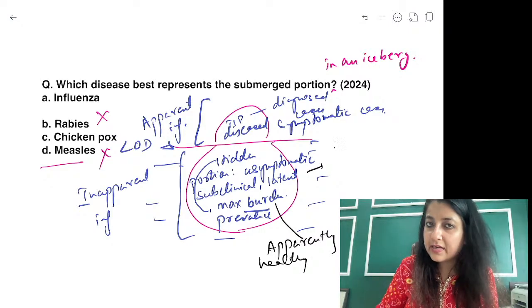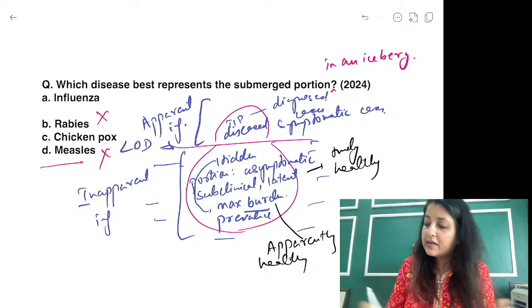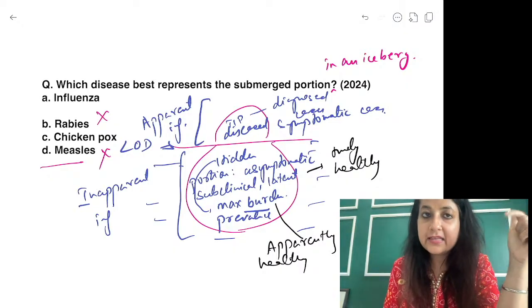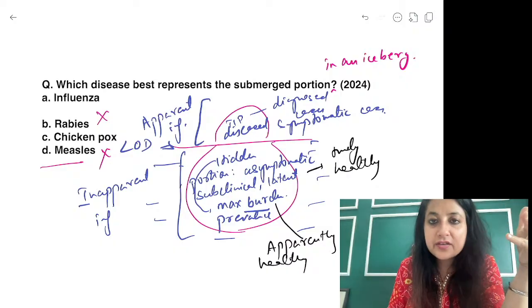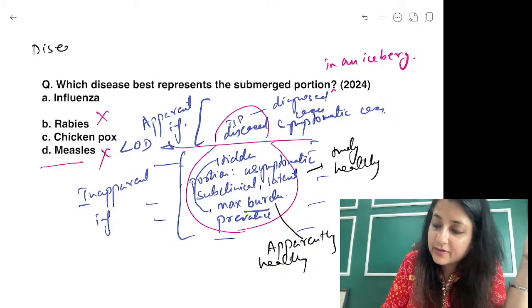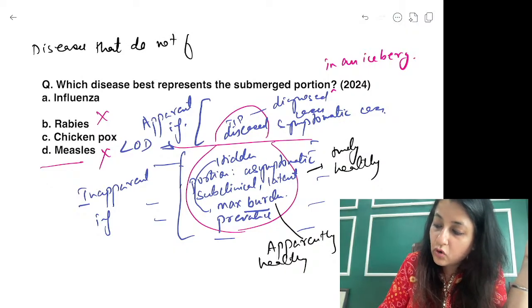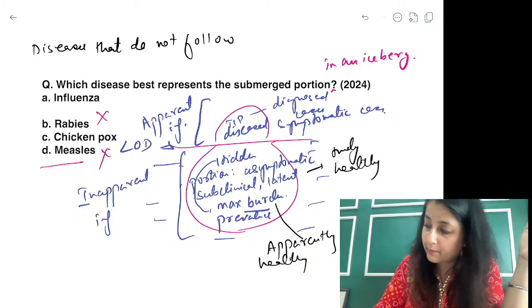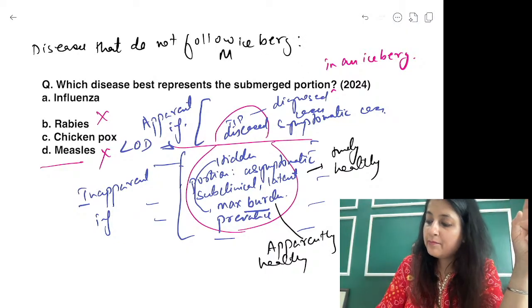And what is this one, guys? This is truly healthy. Now the question was, which disease best represents the submerged portion? Now the question is, which diseases do not have the submerged portion, guys? Diseases that do not follow iceberg. What is your answer? Please remember, there are only 3 diseases now.